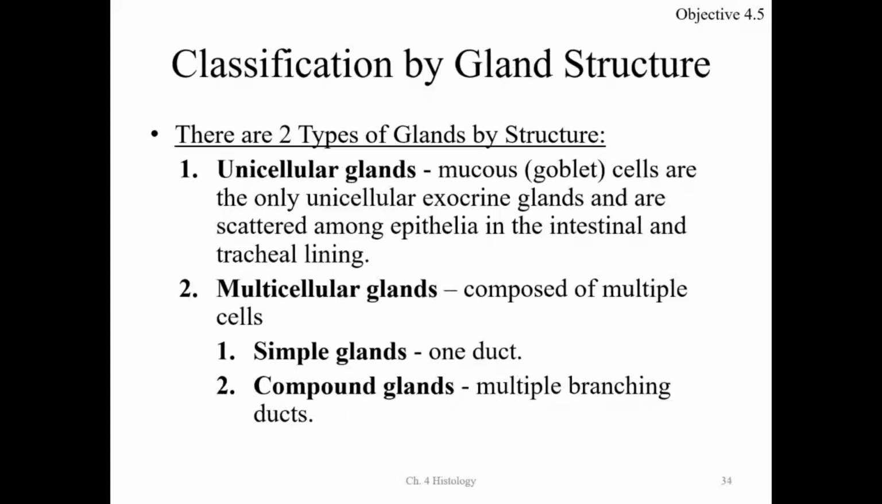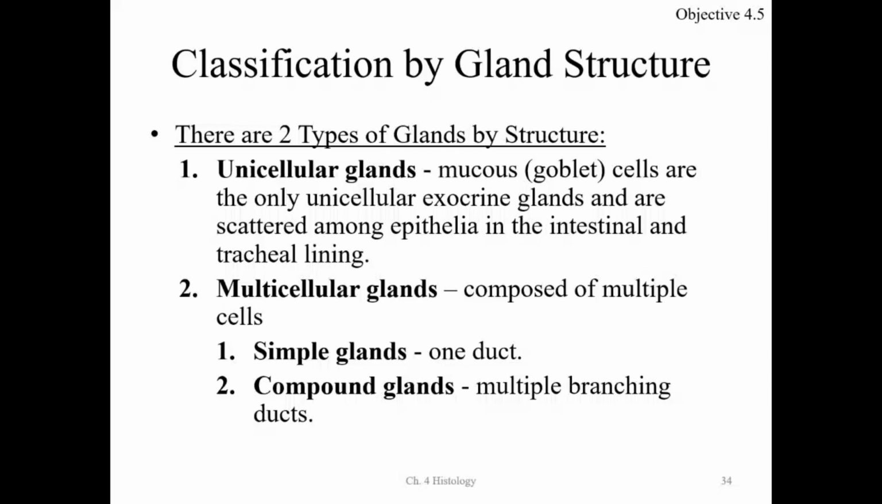And then we can classify them based on how many cells they are made up of. If they are one cell, like a goblet cell, they are unicellular. Goblet cells make mucus. They're found amongst your intestinal lining and your tracheal lining.